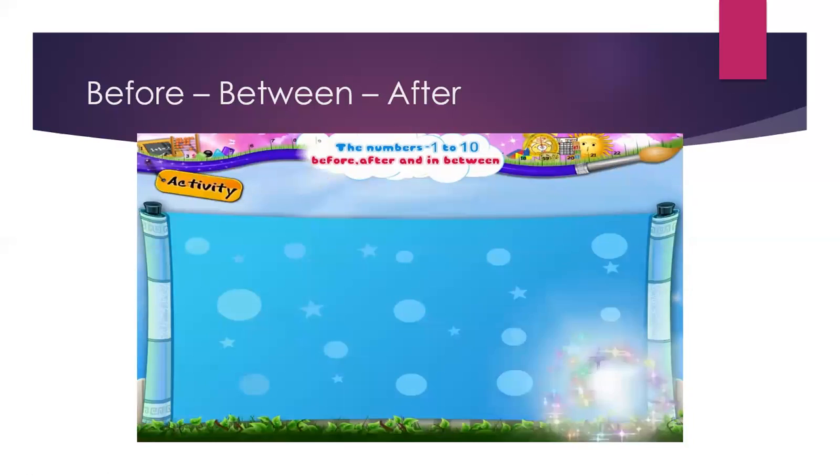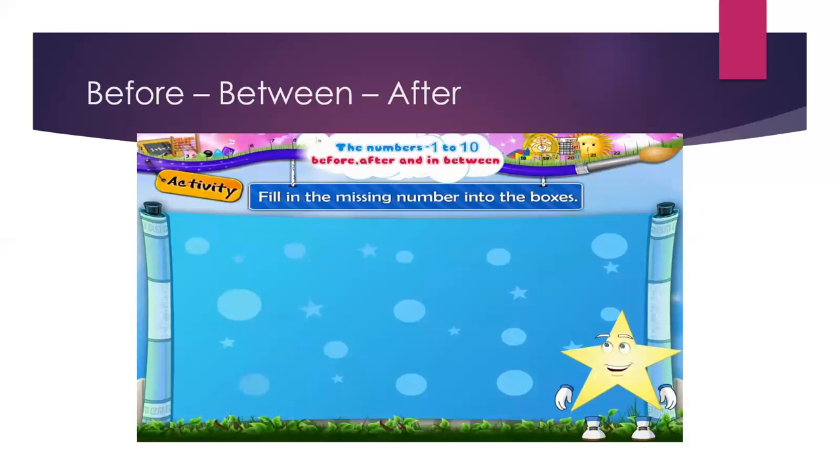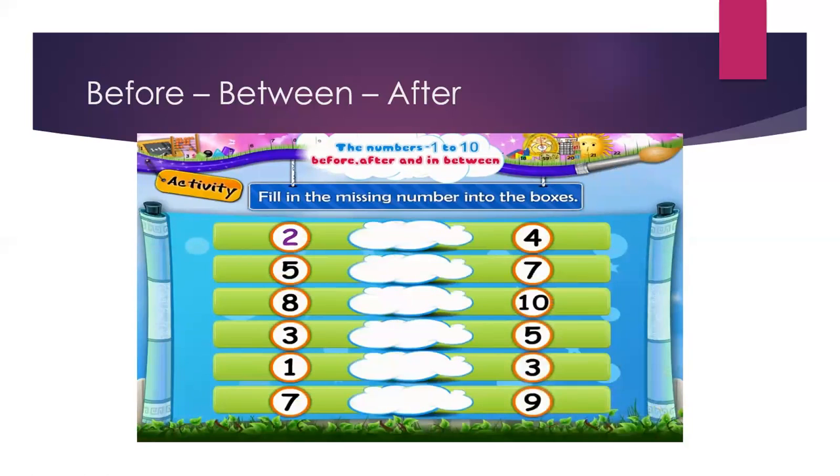And in this activity, Starry, you have to fill in the missing number into the boxes. Shall we begin? 2 dash 4. The missing number is 3. 5 dash 7. The missing number is 6. 8 dash 10. The missing number is 9.